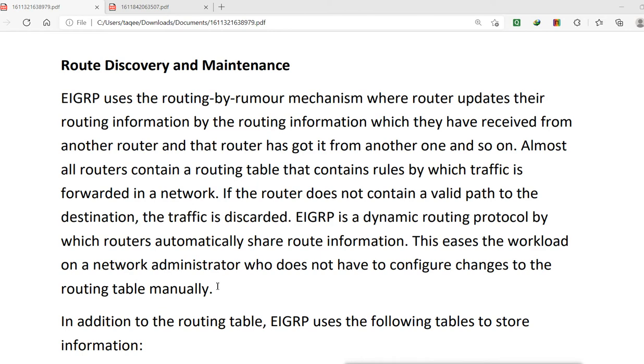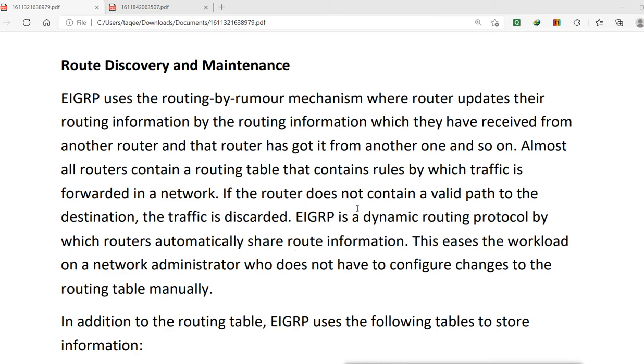So one router sends the information to the neighboring router, then the neighboring router will send the information to its own neighboring routers, and then it goes on to reach every router in a network. So almost all routers contain a routing table that contains rules by which traffic is forwarded in the network. In every network, every router will create the routing table. In that they decide where to go for the destination network.